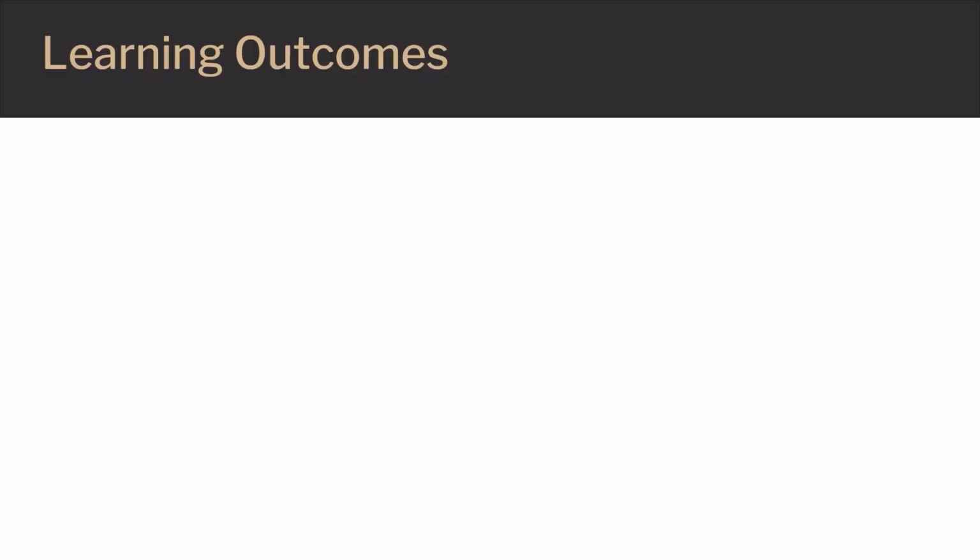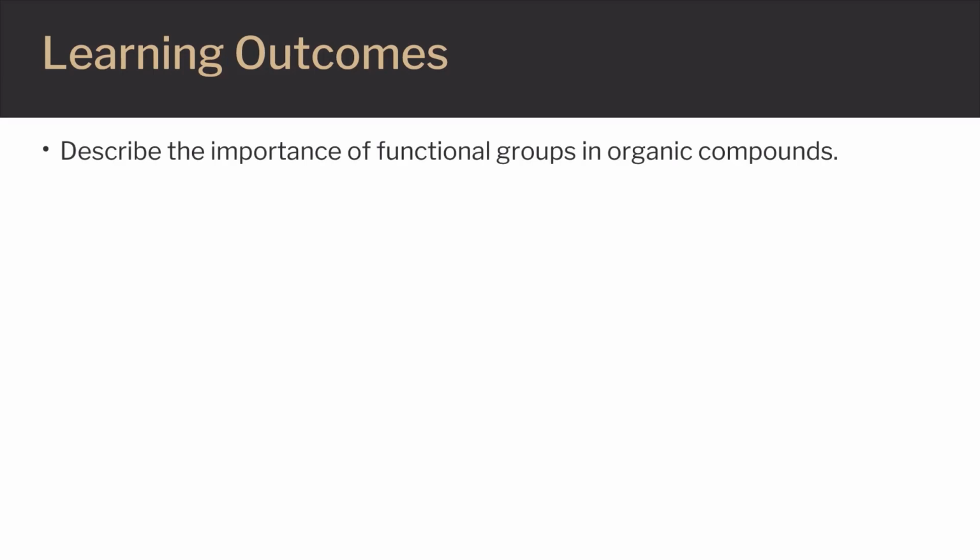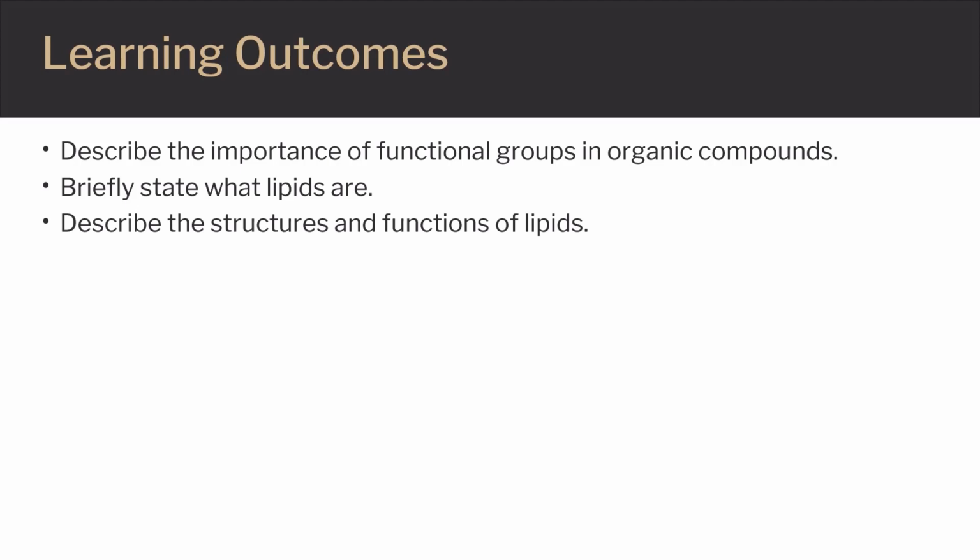Hello! The learning outcomes for this presentation are to: 1. Describe the importance of functional groups in organic compounds. 2. Briefly state what lipids are and give some examples of different types of lipids. And 3. Describe the structures and functions of lipids.